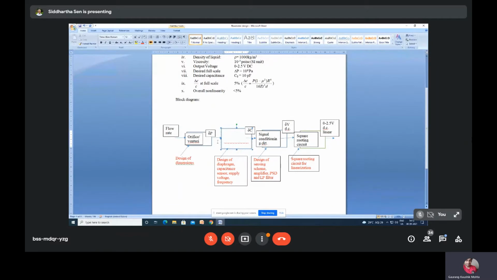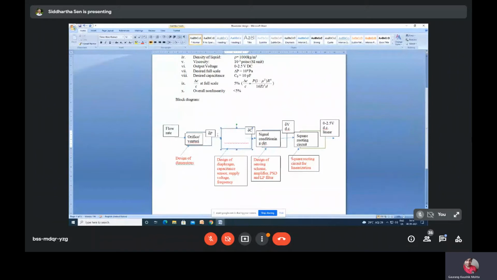Okay, so basically, as I told, it's an instrumentation or a measurement system. It consists of several blocks. So input is flow rate, and the first one is the orifice or the venturi, whatever you choose. I suggest that you choose randomly. So the output of it is delta P.